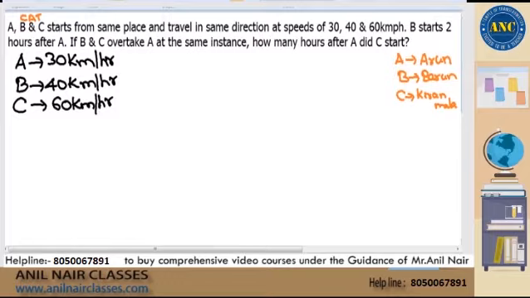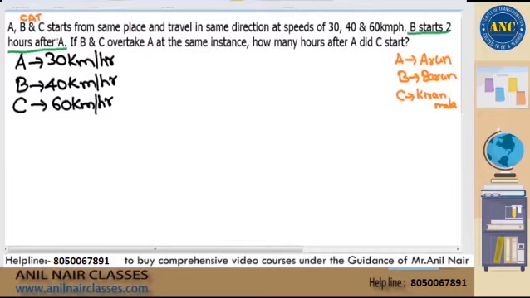That's the only difference. A, B and C start from the same place and travel in the same direction at speeds of 30, 40 and 60 kilometers per hour. That's the first statement. Next statement: B starts 2 hours after A. Now, please understand this statement. B will start 2 hours after A.